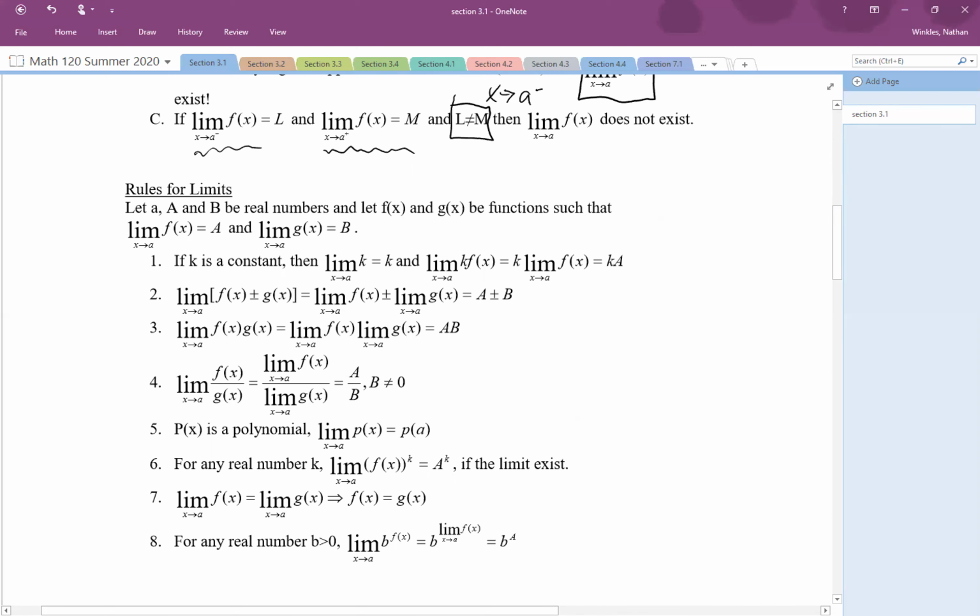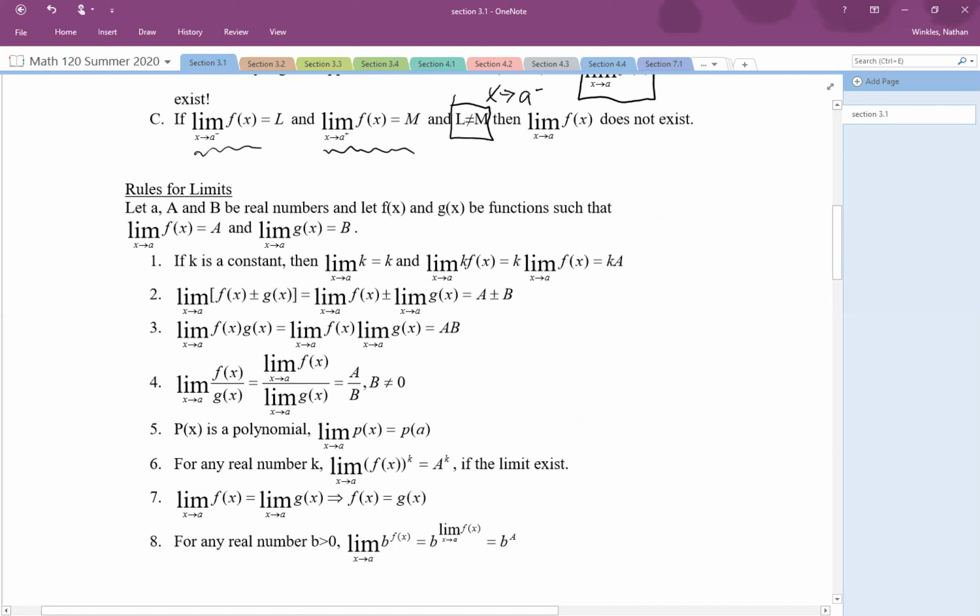So if k is a constant, then the limit as x approaches a of any constant k is equal to that constant. And the limit as x approaches a of k times f of x is equal to k times the limit as x approaches a of f of x, which is equal to k times A. Anytime that you have a constant that does not involve your variable, you can factor it outside of your limit and you'll be fine.